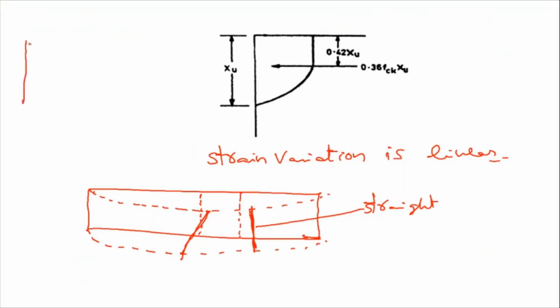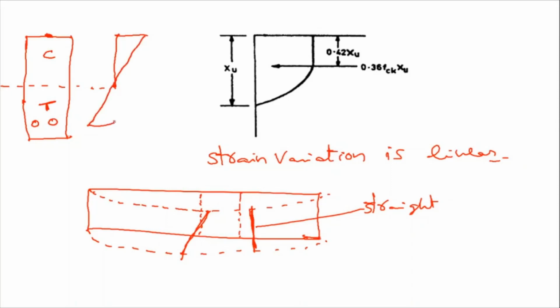Now let us consider a simply supported beam like this, and this is the cross section of the beam. Maybe the bars are here. If it is a simply supported beam, the fibers above the neutral axis will be under compression, and the fibers below the neutral axis will be under tension. So here at the extreme compression fiber, the maximum strain in concrete in bending will be 0.0035.